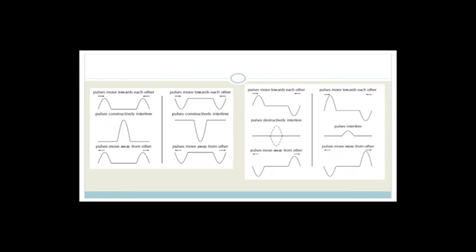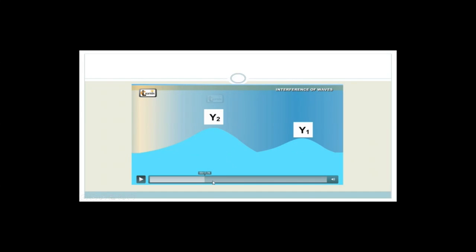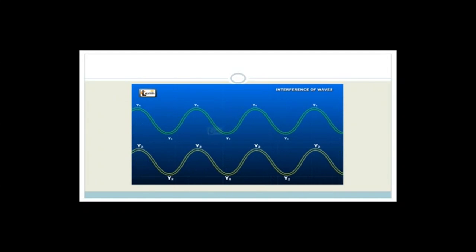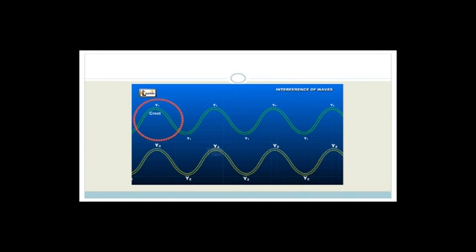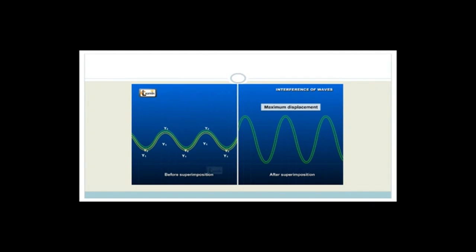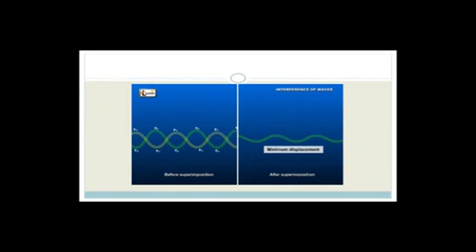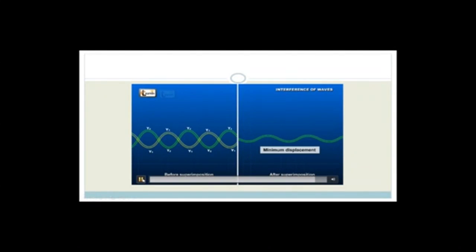Now look what happens. So now you can see that the two waves are adding up. Y1 equals Y2, which equals Y. You've got a crest and a crest now going to add together, and you will therefore see that you get a maximum displacement. If you get a crest and a trough, what's going to happen? They're actually going to cancel each other out, and we're going to end up with a minimum displacement. So maximum displacement is when you've got constructive interference, and minimum displacement is when you've got destructive interference.